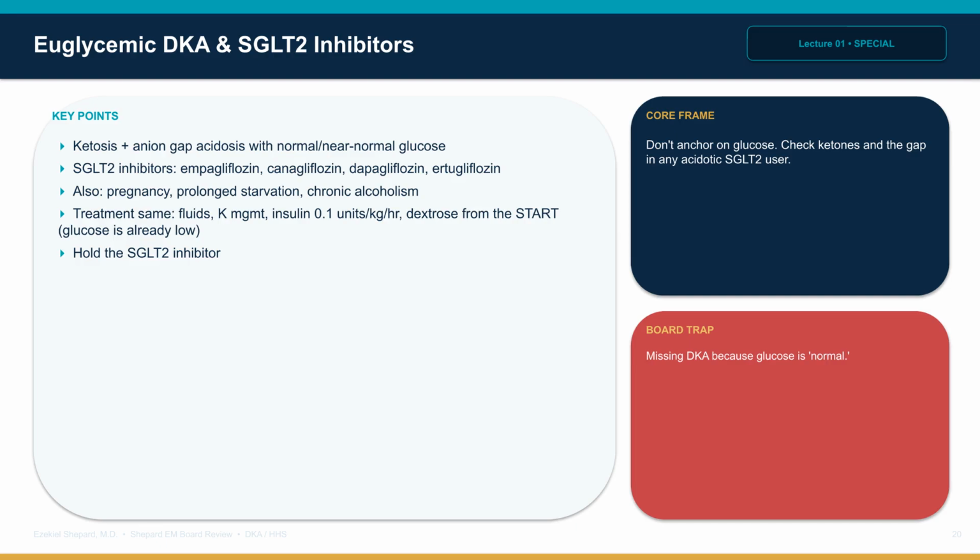Euglycemic DKA is a critical board concept. The patient has ketosis and anion gap acidosis, but glucose is normal or only mildly elevated, often less than 200 milligrams per deciliter. The classic setting is a patient who utilizes an SGLT2 inhibitor, they're pregnant, they've had prolonged starvation, or they're a chronic alcoholic. Treatment is the same: fluids, electrolyte management, insulin infusion at 0.1 units per kilogram per hour, and dextrose coverage from the start because glucose is already low. Hold the SGLT2 inhibitor. That's paramount. The board trap is missing DKA because the glucose number does not catch the diagnosis.